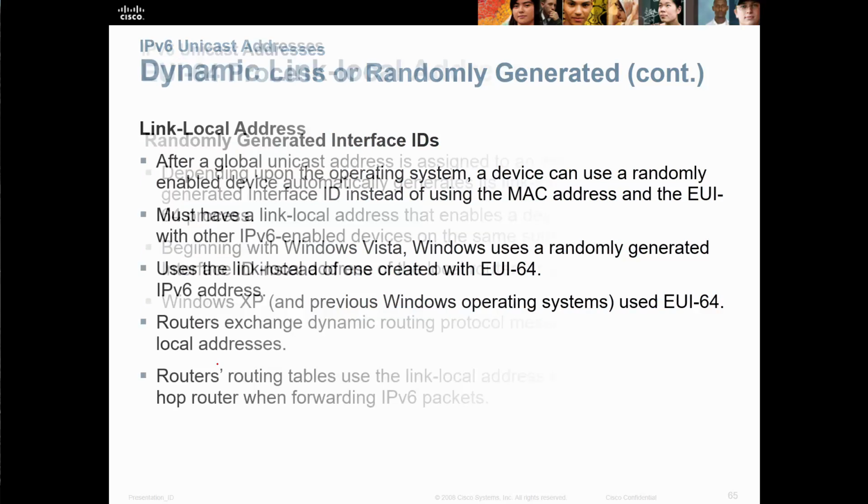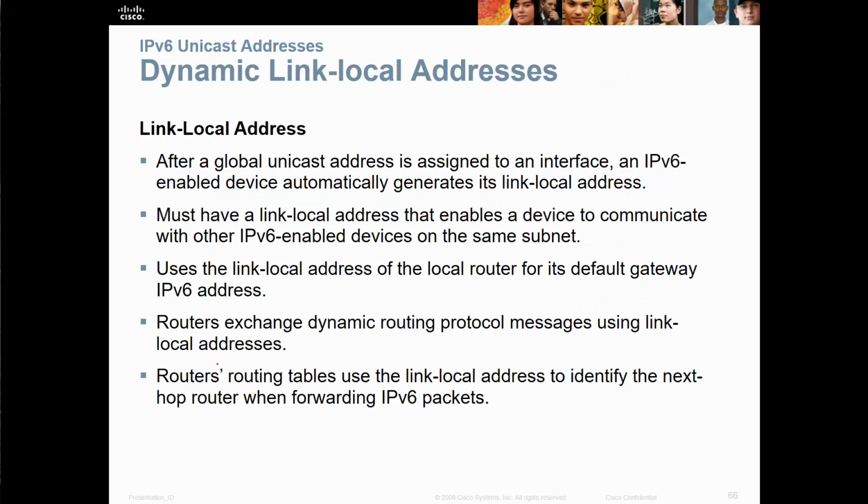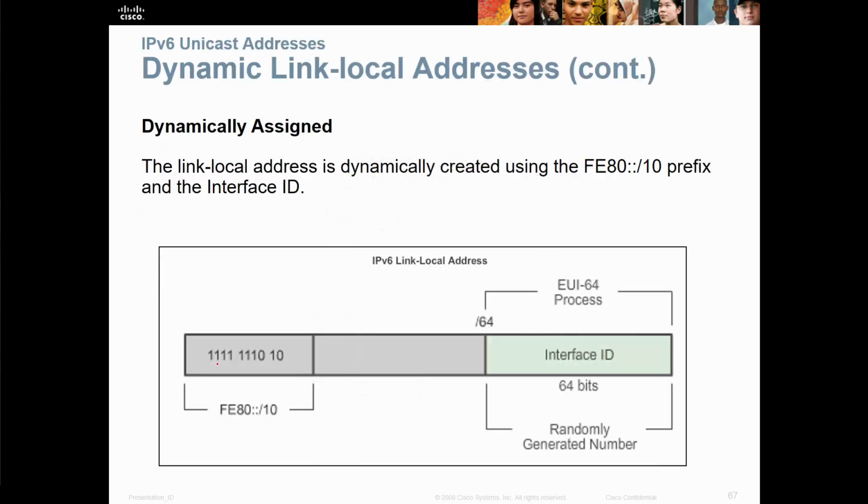Going back to our dynamic link local addresses, we have a special one just called a link local address. After a global unicast address is assigned to an interface, an IPv6 enabled device automatically generates a link local one. Again, those are the FE80 ones, so that local traffic can still communicate. Dynamically assigned, again, the beginning is FE80::/10.